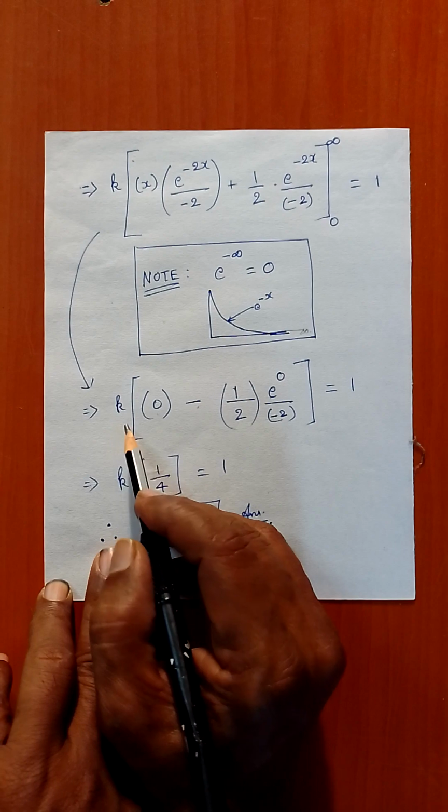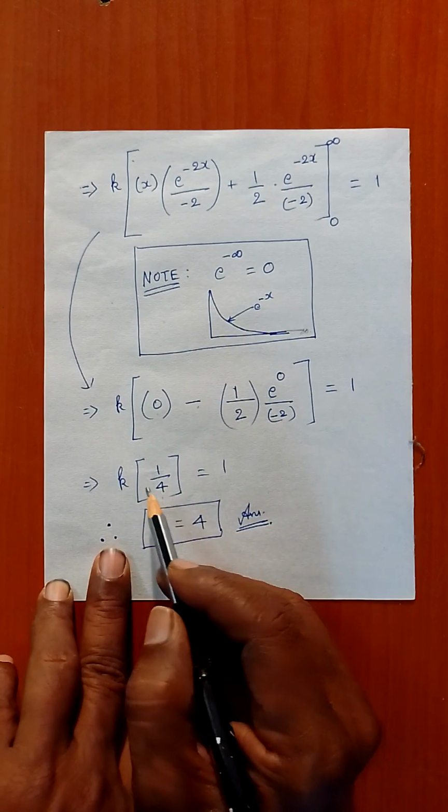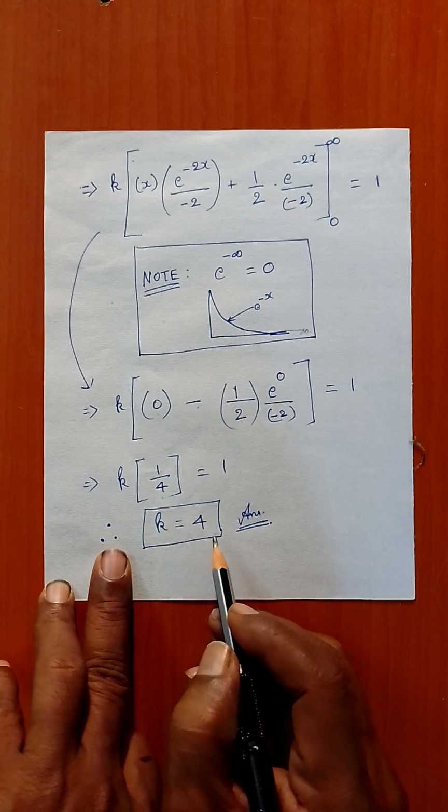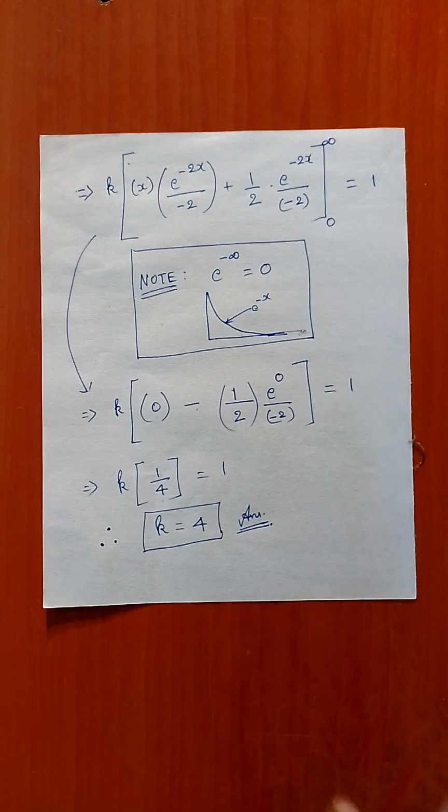We have the constant term k outside. So k into 1 by 4 is equal to 1. Therefore k is equal to 4. So this is the answer for this problem.